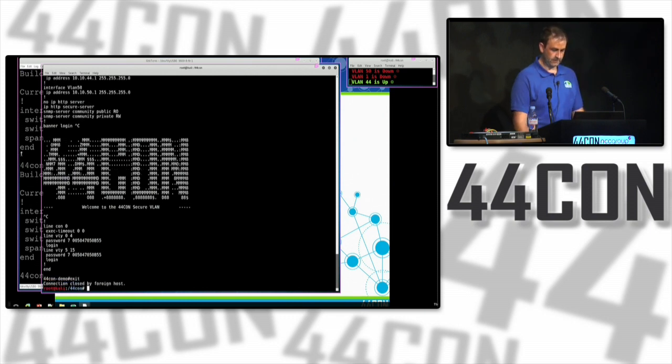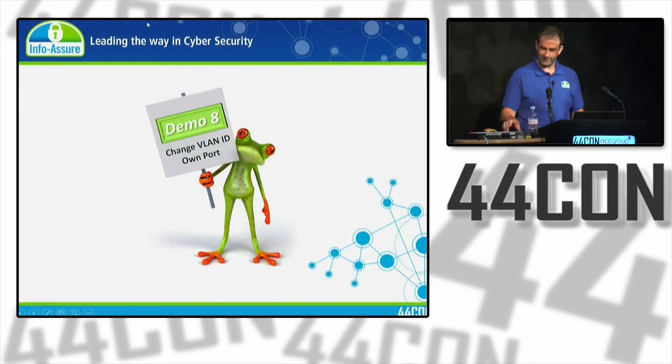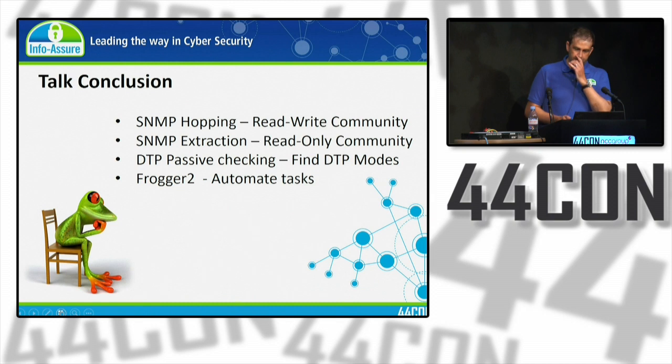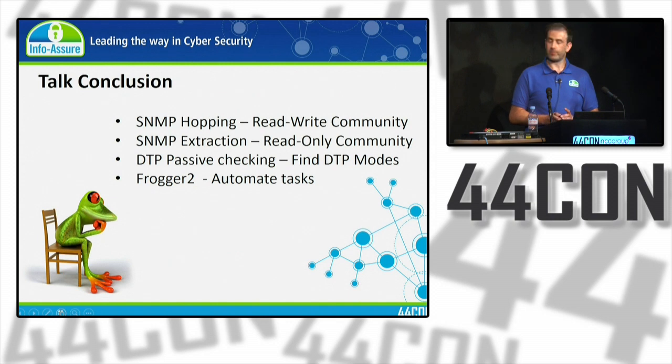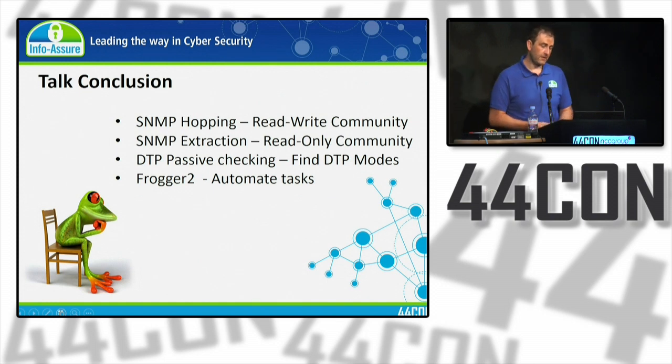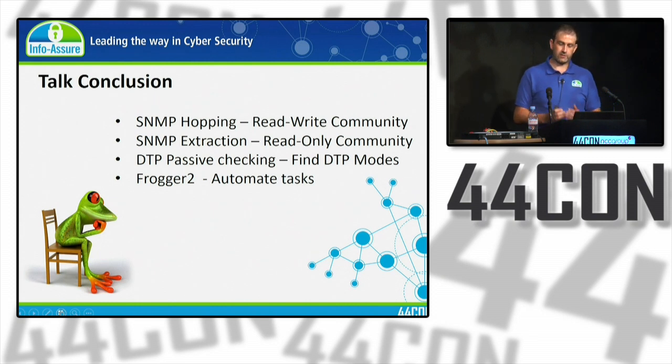Okay. So that's the last demo. Luckily, they all worked. So just to wrap up and recap on what I've gone through, there's a lot of technical bits there. So for VLAN hopping using SNMP, you must have a writable community string. If you haven't, you can't do it. It's just an extra feature. It's not something you'll see every day. If you do, then you can do it. If you've got read-only access, then you can extract all the VLAN information and the DTP modes.